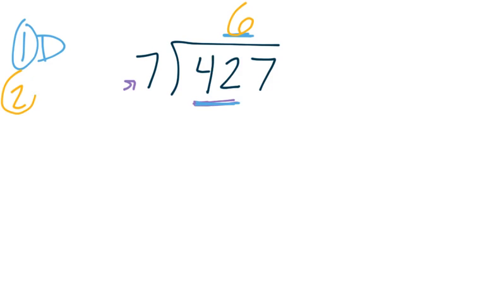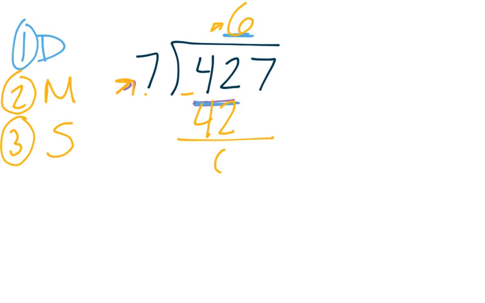Step number 2 is to multiply. 7, my divisor, times 6, the number I just put on top. 7 times 6 is 42. Step number 3 is to subtract. 42 minus 42 gives me 0. Step number 4 is to bring down. I'm going to bring my 7 down.